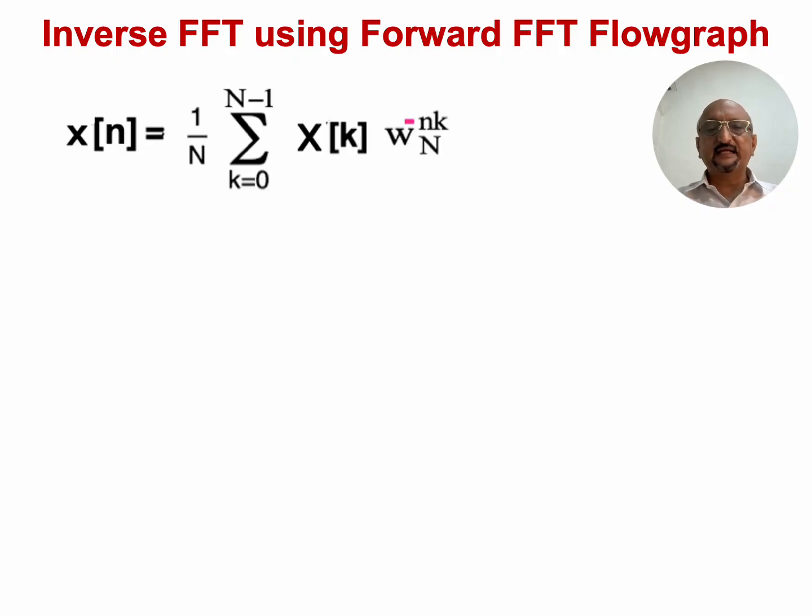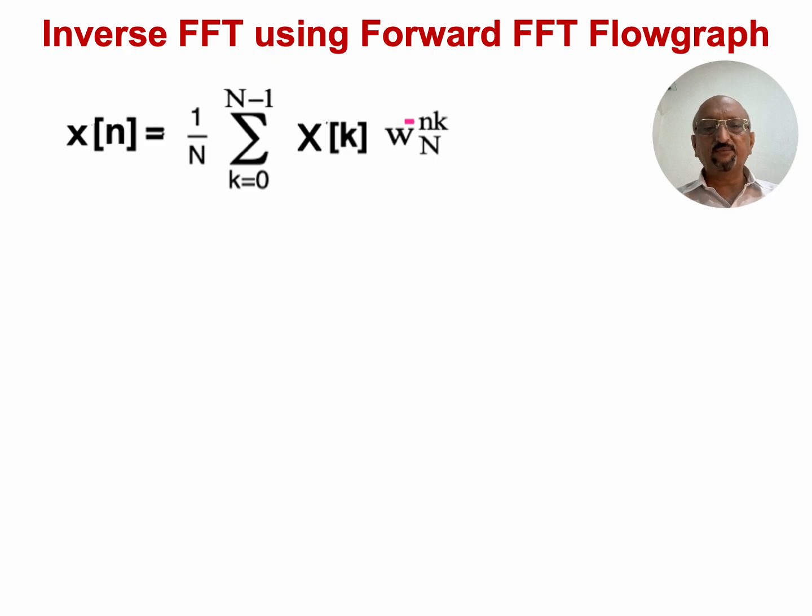In this process, the input is X(k) and the expected output is x(n). By the IDFT equation, x(n) equals 1/N times the summation of X(k) W_N raised to minus nk, where k varies from 0 to N minus 1. In the DFT equation, the twiddle factor W term has a positive power, and in the IDFT equation, the twiddle factor W term always has a negative power.